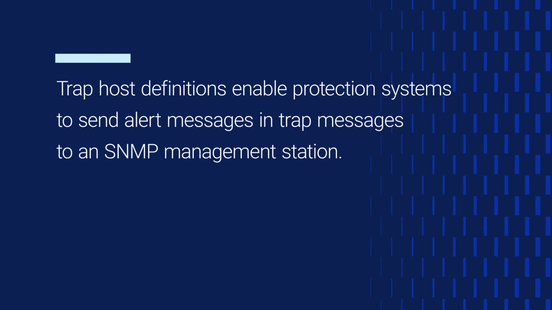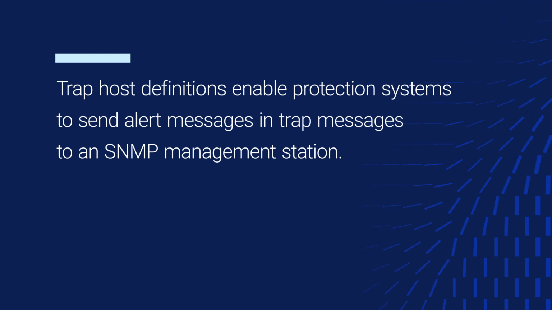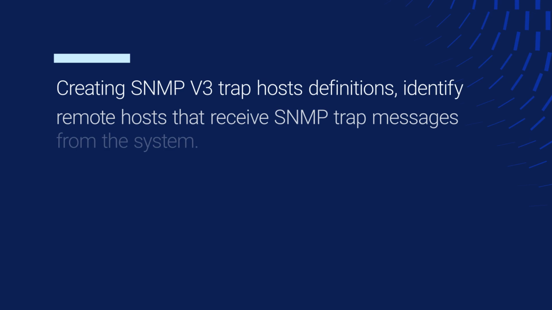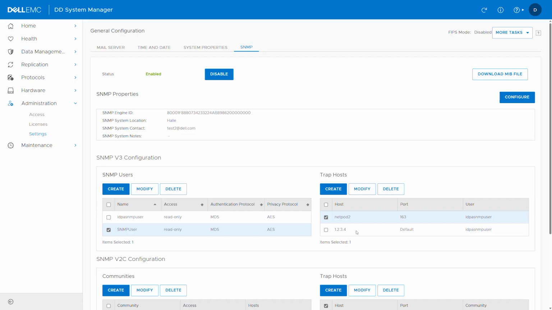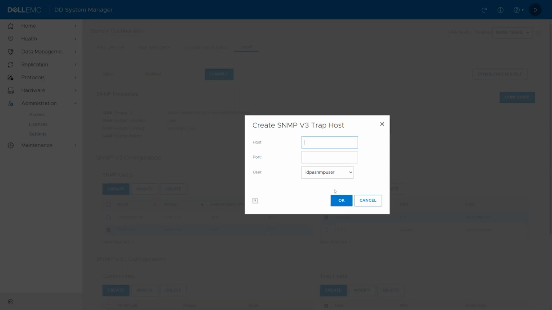Trap host definitions enable protection systems to send alert messages in SNMP trap messages to an SNMP management station. Creating v3 trap host definitions identify remote hosts that receive trap messages from the system. Click Create or Modify to create a new trap host or modify the selected one. Same as for the user, the creation and modify menus are similar.